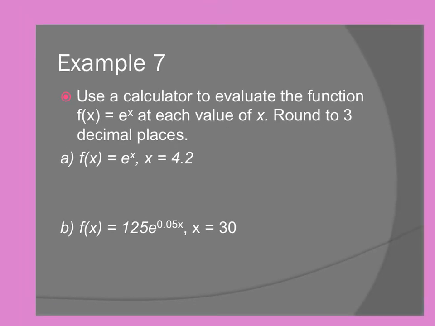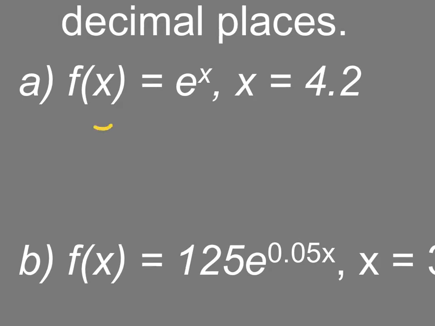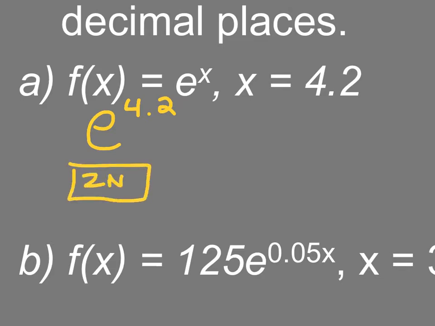Use a calculator to evaluate the function f(x) = e^x at each value of x, and then round it to 3 decimal places. So to type that in your calculator, e^x being e^4.2. In the graphing calculator, you have to hit second, and then the ln button, which is the third one from the bottom on the left-hand side. It's next to the 4. And then you should have your little exponent. You type in that 4.2 and hit enter.